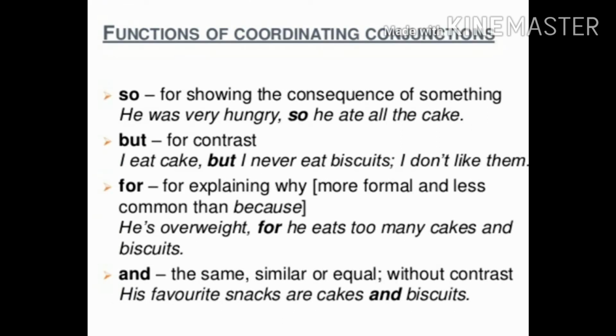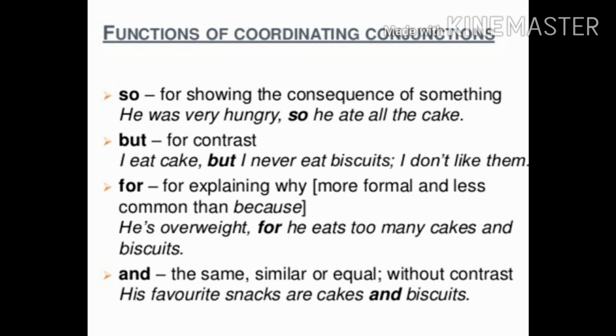Function of coordinating conjunctions. So is used for showing consequences of something. For example, he was very hungry, so he ate all the cake. What is the consequence? Why did he eat all the cake? He was very hungry, so he ate all the cake. So is used to show consequences.